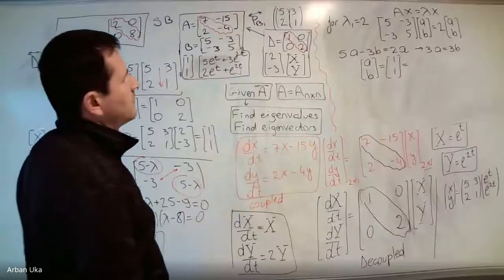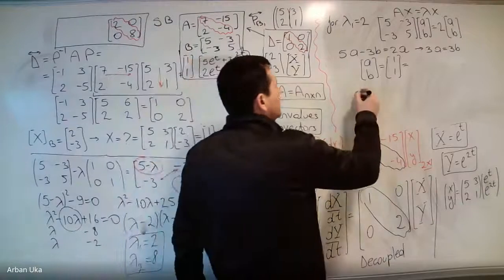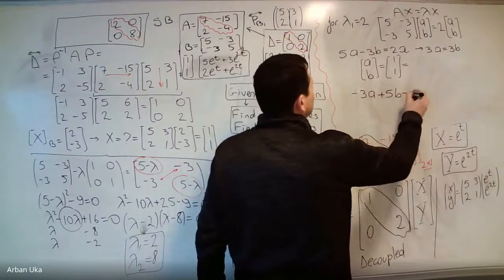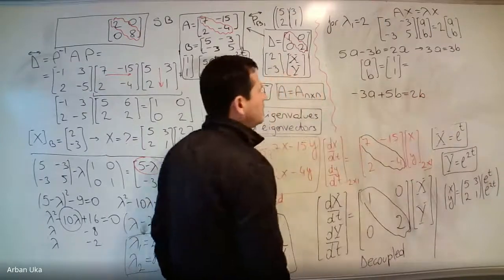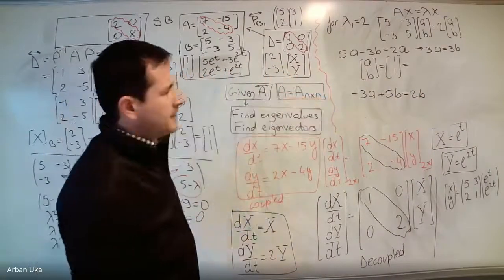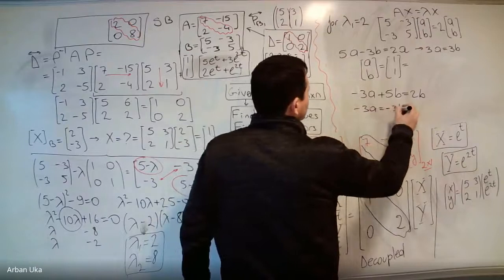Professor, you're not even doing the second equation. Maybe that's not necessary, right? The second one is useless. Let's check that. The second equation is minus 3a plus 5b is equal to 2b. If you notice, this is the same as the first. So minus 3a is equal to minus 3b, so it's useless.